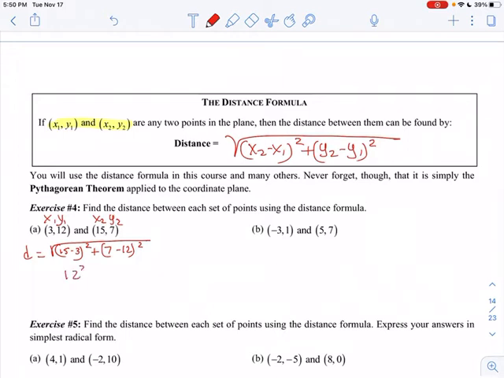15 minus 3 is 12. 7 minus 12 is negative 5. Now don't worry about any negatives because you're going to be squaring them. 12 squared is 144. Negative 5 squared is 25. And 144 plus 25 is 169. And the square root of 169 is 13.